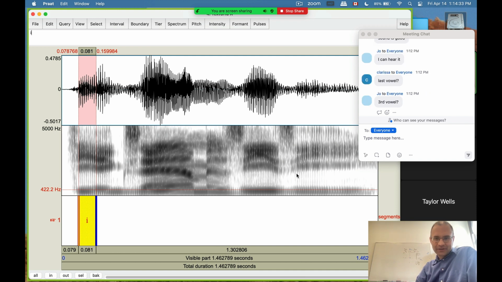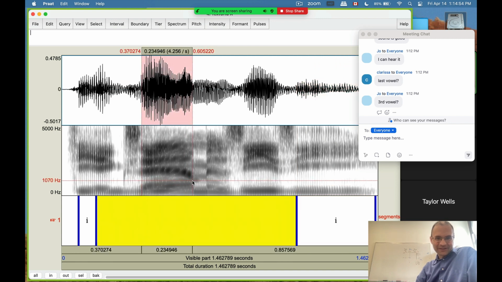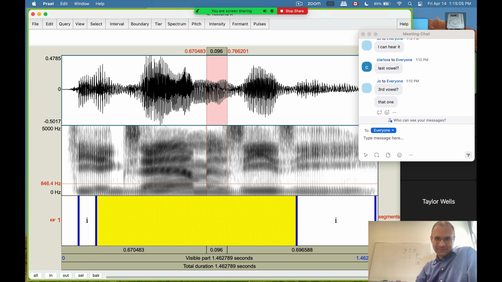Last vowel. That's correct. This is also an E. It's probably going to be a more convincing E. I'm kind of trailing off of my F0 there, so it goes down and sounds a little bit funny by itself. That's an E. Got a vote for third vowel. Do you mean this, or do you mean this? This one? Okay, got a vote for E here.